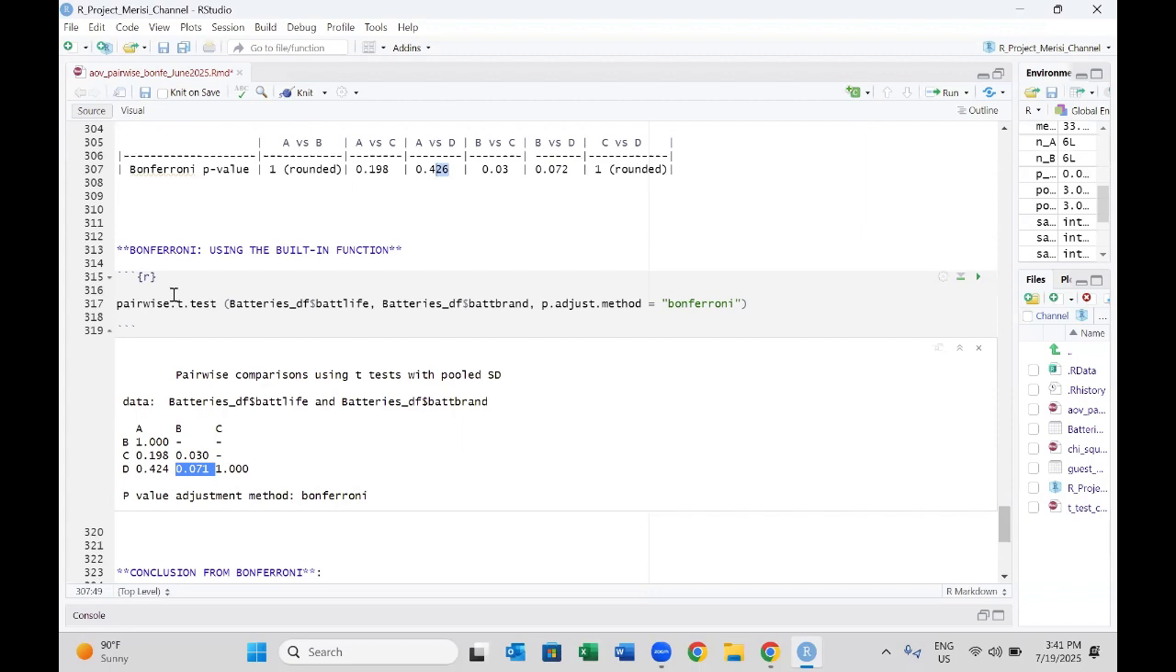I advise you to always use this function, so you don't need to use the step-by-step approach, okay? Once you understand Bonferroni, you can always use the built-in function, okay? Now, what are the conclusions from Bonferroni?